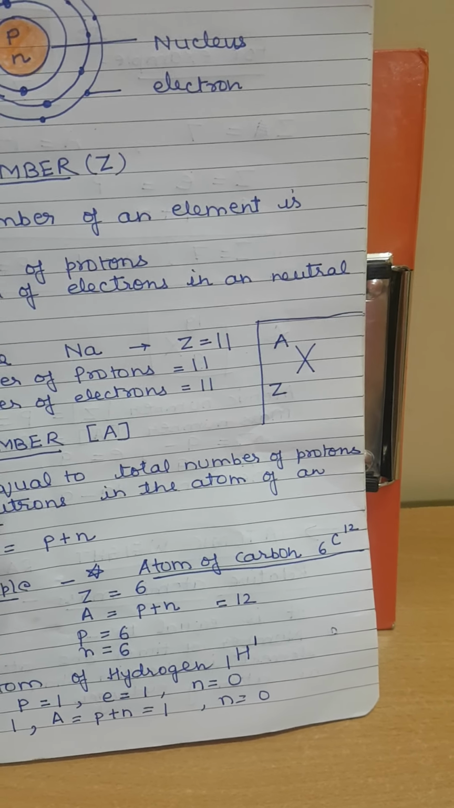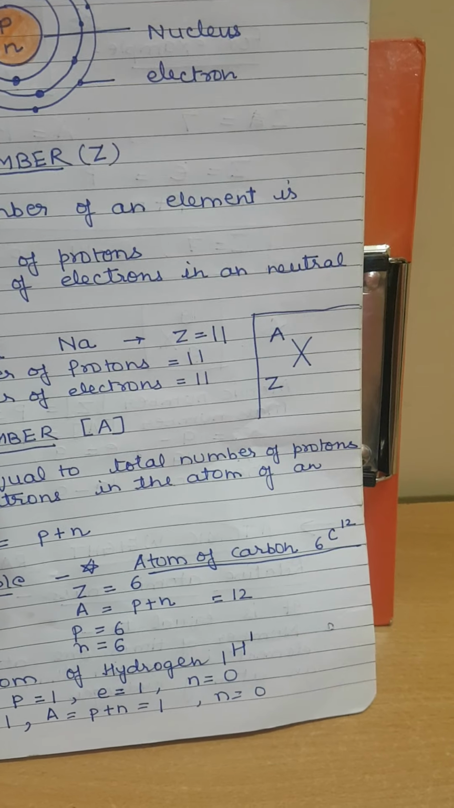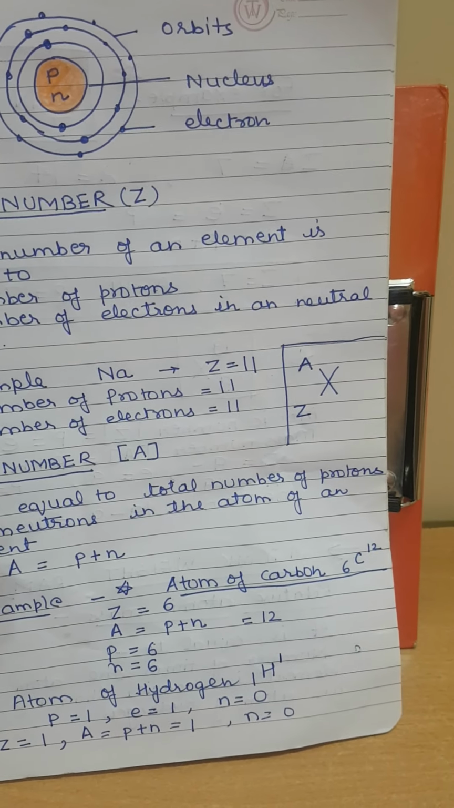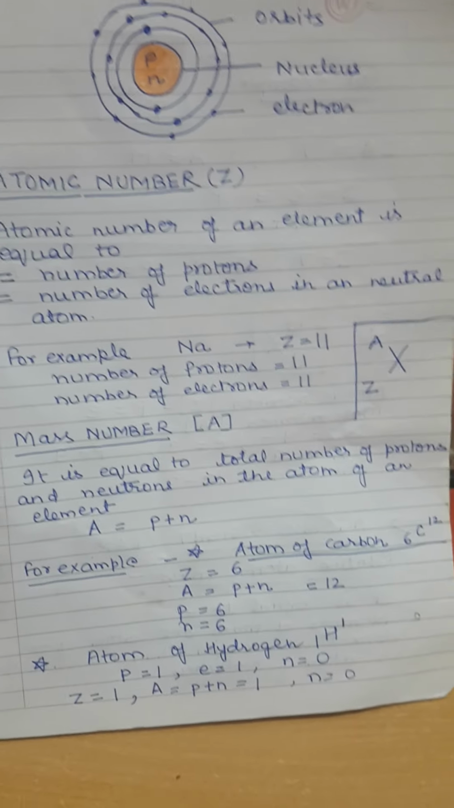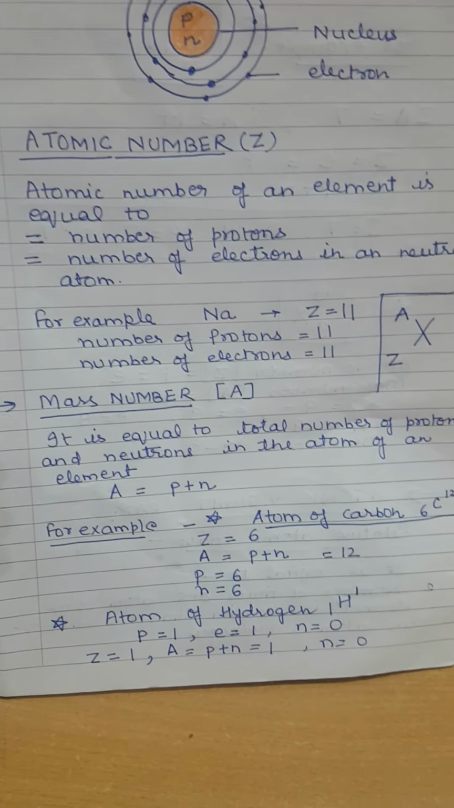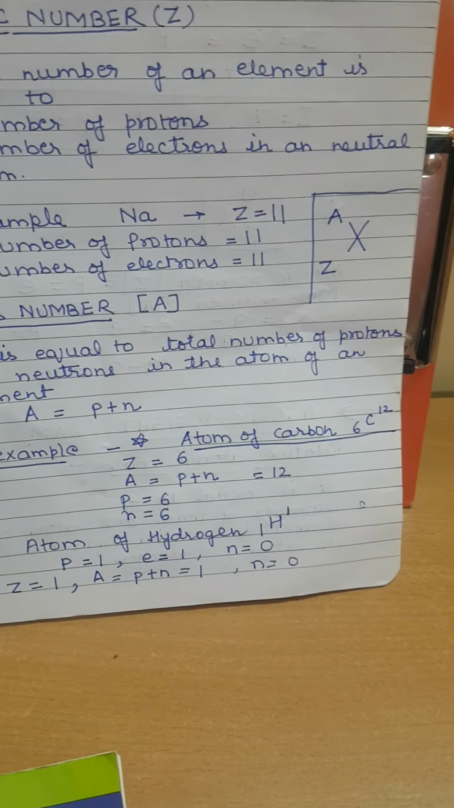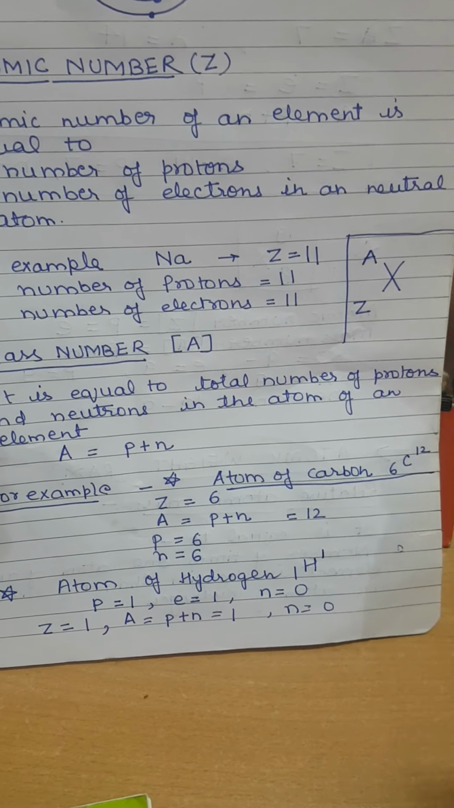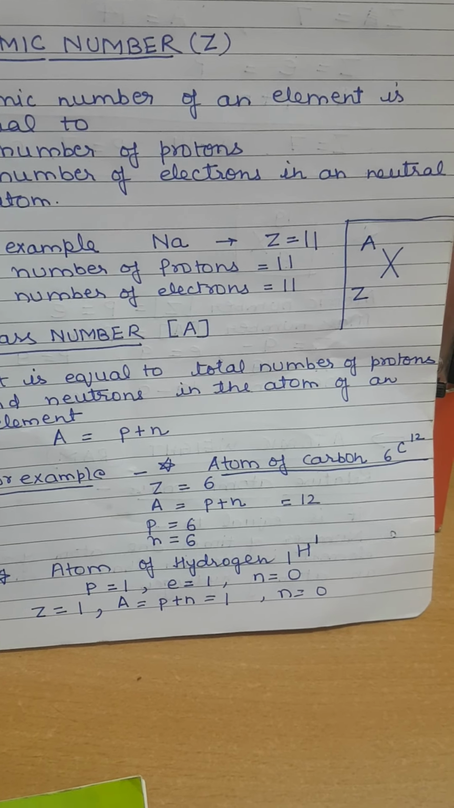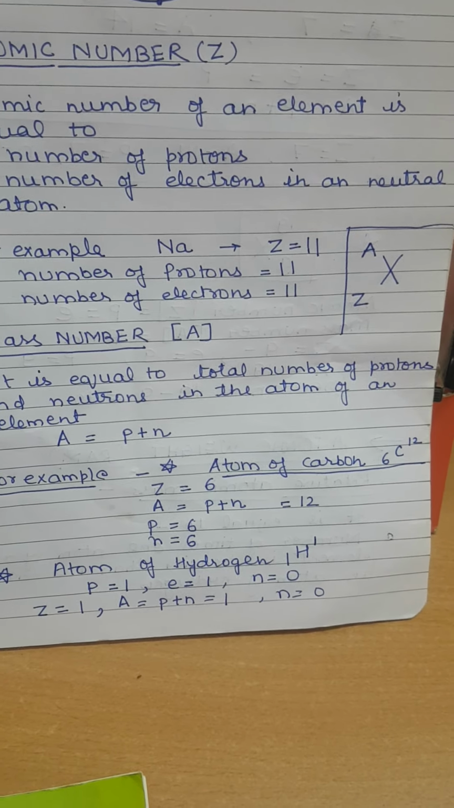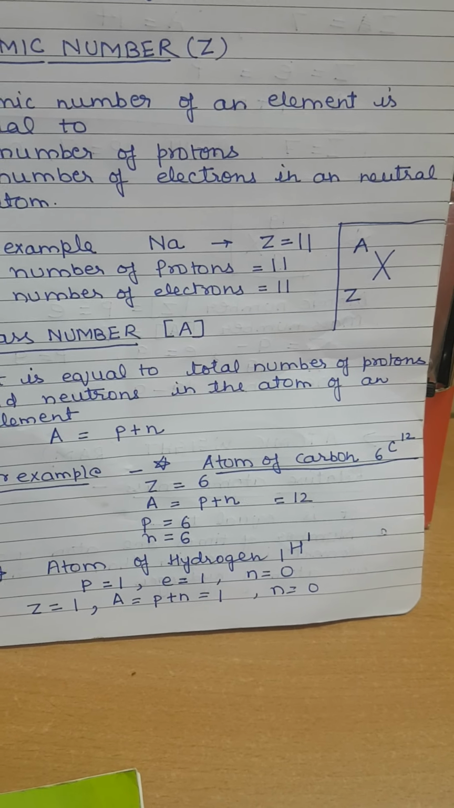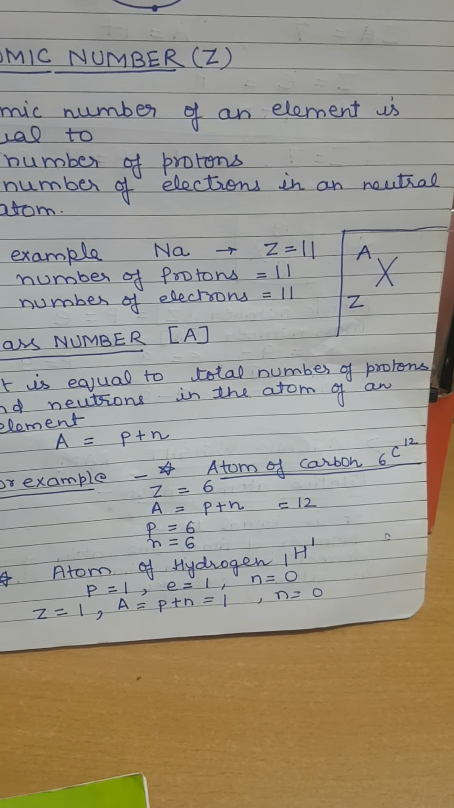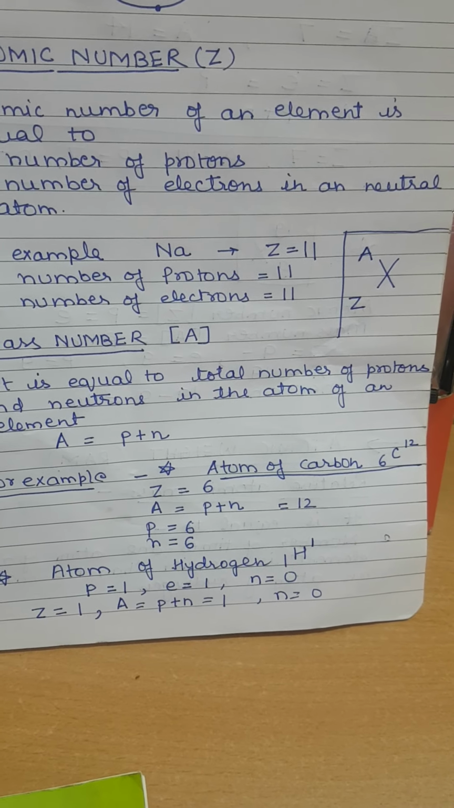Here one example is given. This is X, where X is any atom, with A and Z, where Z is the atomic number and A is the mass number. X is any element. One more example, if you see the atom of carbon, 6C12, so 6 is the atomic number, that is Z, equal to 6, and 12 is the mass number, equal to A. So Z is equal to 6 and A is equal to 12.